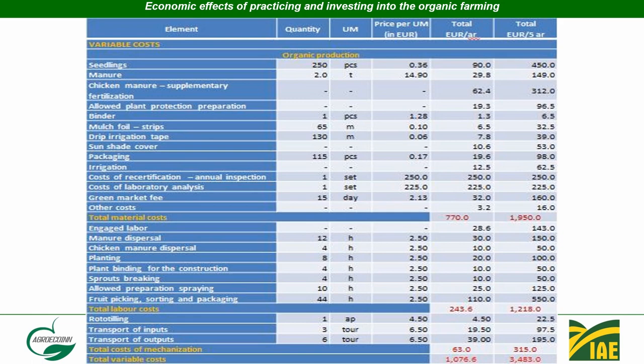Costs of mechanization cover the costs of soil rototilling, as well as the combi transport of used inputs, or transport of tomato fruits to local green market. Comparing overall sums of variable costs gained in both production systems, it could be seen that organic production is burdened with a 16% higher sum of variable costs.